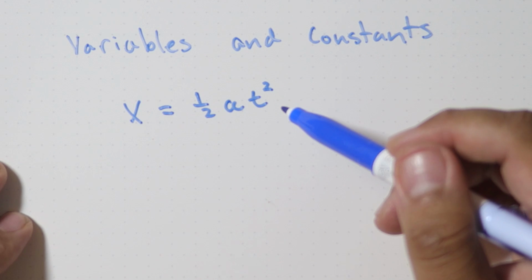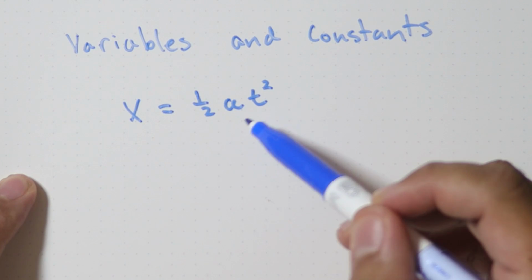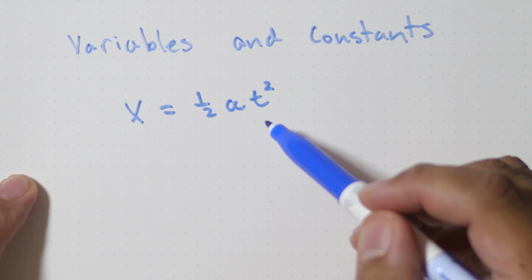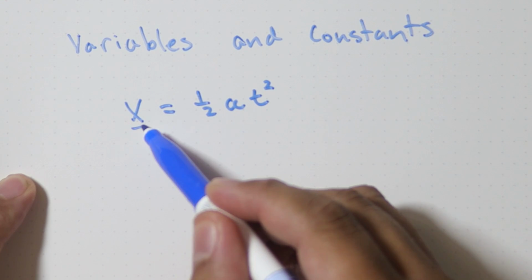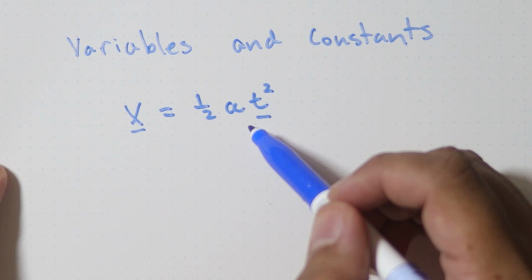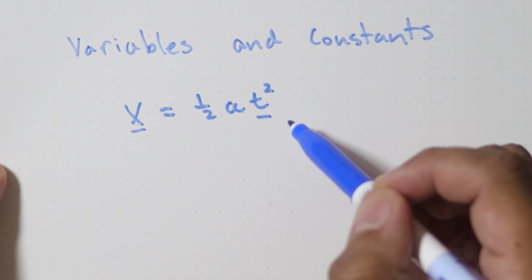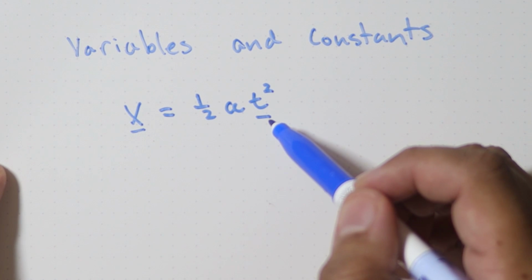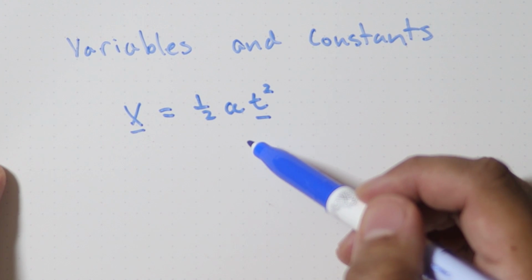Now, to those new or rusty at algebra, you might think that there are 3 variables in this equation. But to a physicist, there's really only 2 variables. That's x and t. A here is a constant. For the problem that involves this equation, a will not change. However, t can change, and x can change.